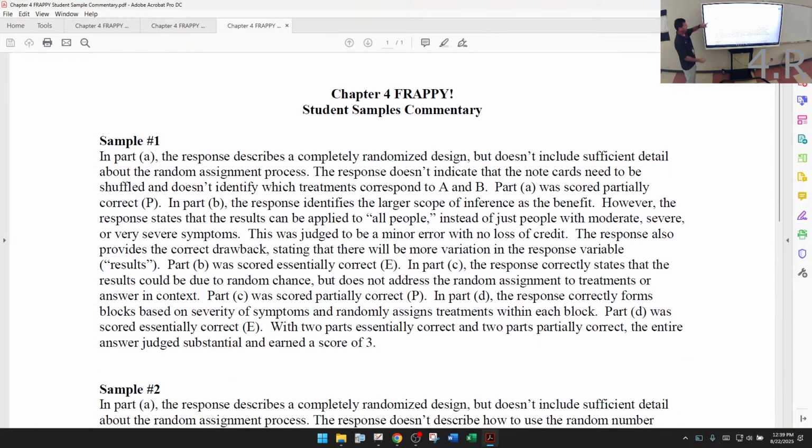So, in part A, the response describes a completely randomized design. It does not include sufficient detail about the random assignment process. The response doesn't indicate that the note cards need to be shuffled, and doesn't identify which treatment, the A and B. It just lacked a little bit, kind of what Constantine was saying right there. They weren't shuffled. I think we're still okay on that part of it, but it's the assignment part. It's enough to get a P, it's not enough to get an E. Okay with that? Here's student section 2.